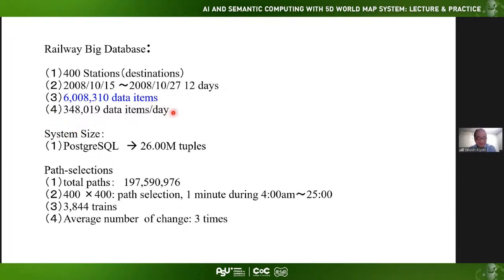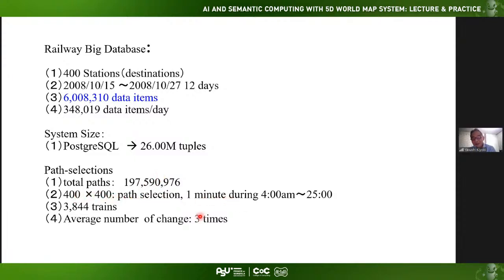And this is per data amount per day. We apply Postgres, so you are familiar with Postgres, I think. And then 2 to 6 million tuples, that's a big one. And total paths, this is a combination of the 400 stations, 400 times 400.